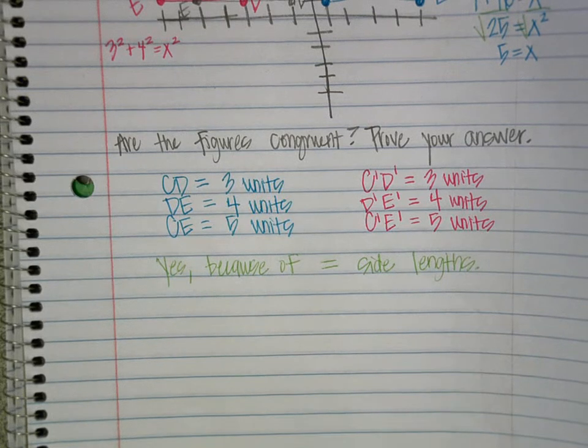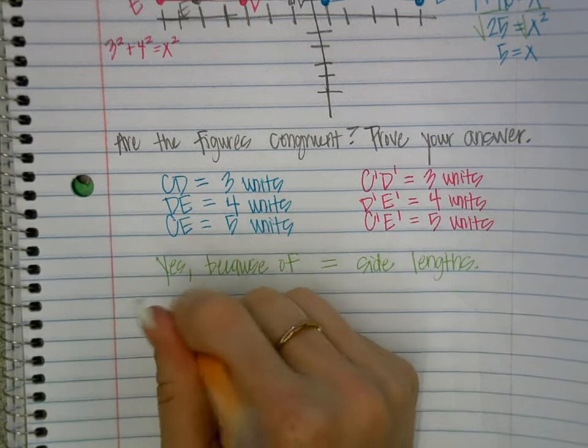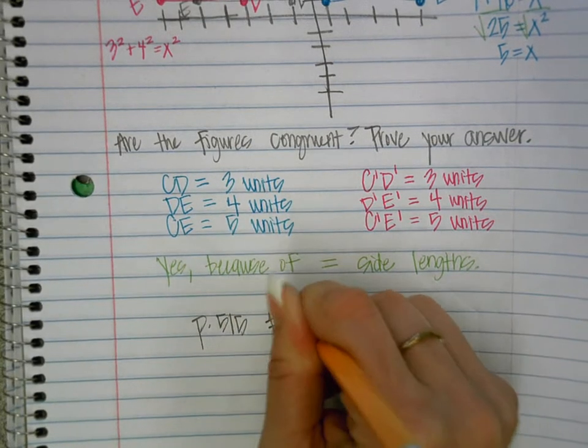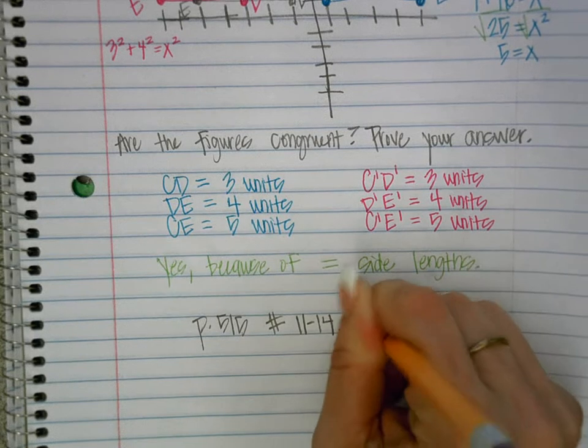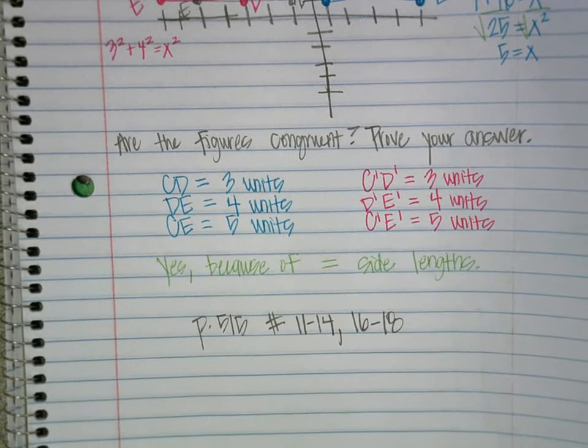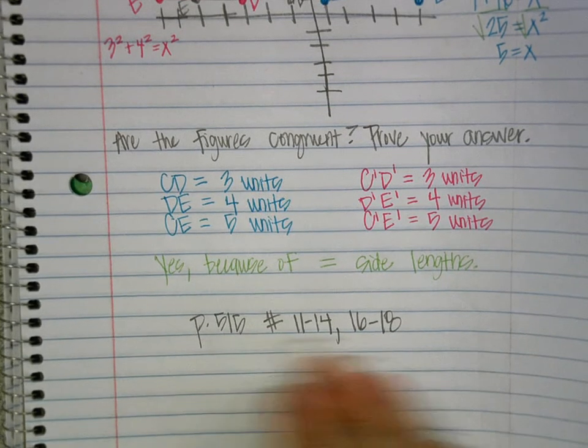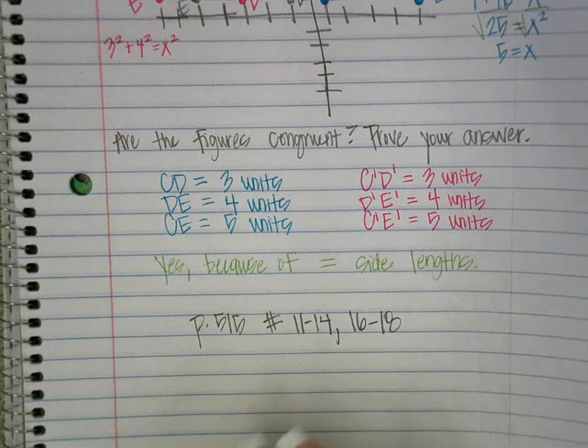Okay, homework today. You guys are going to be working on page 515. You are doing numbers 11 through 14 and 16 through 18. If you have your book, you can get started now. If you don't have your book, you can look on with the person next to you and get started. This should be fairly simple. There's only, like, 6 questions, I think. You can do this.